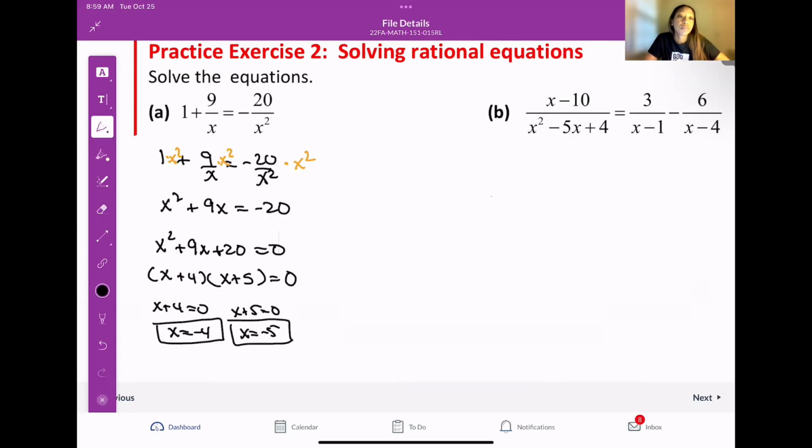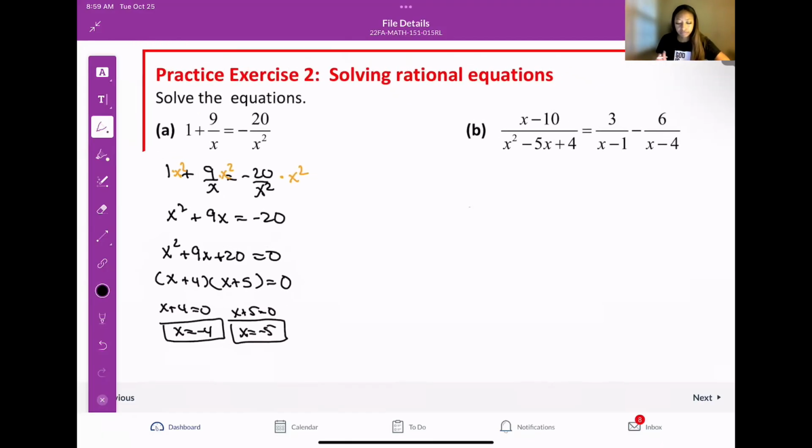And if you go back and plug both of these in, they will. All right.